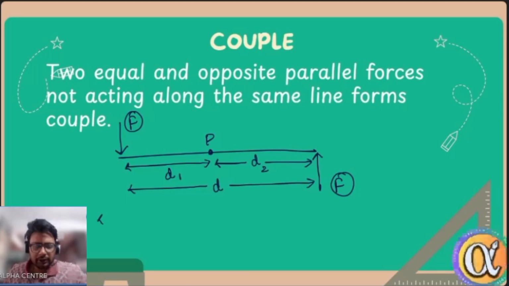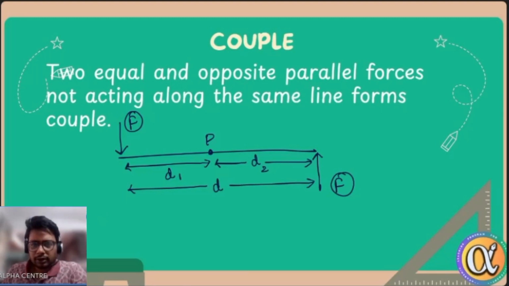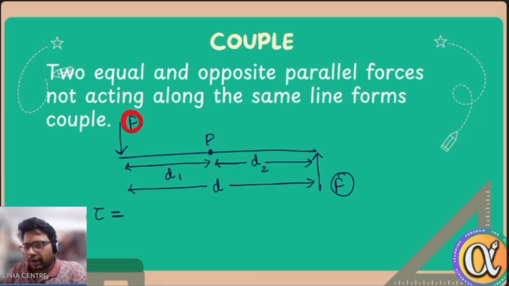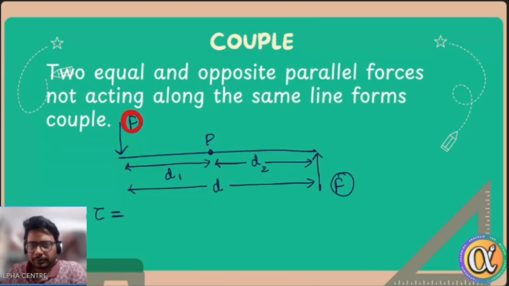So in this case, if I observe here, what is the turning effect due to this first force F1 or F, this red force? You don't know the value, so in terms of the variable, can you tell what's the turning effect due to the red force? F into D1. Clockwise or anti-clockwise?